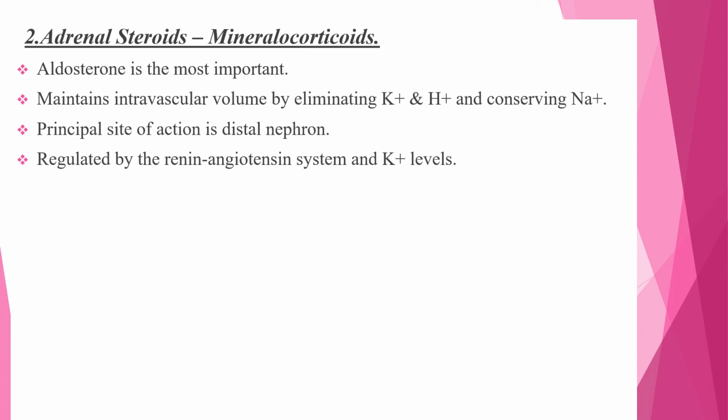From mineralocorticoids, the most common and the most important one is aldosterone. Aldosterone maintains intravascular volume by eliminating potassium and hydrogen and conserving sodium. The principal site of action of aldosterone is the distal nephron, and it's regulated by the renin-angiotensin system and the potassium level.